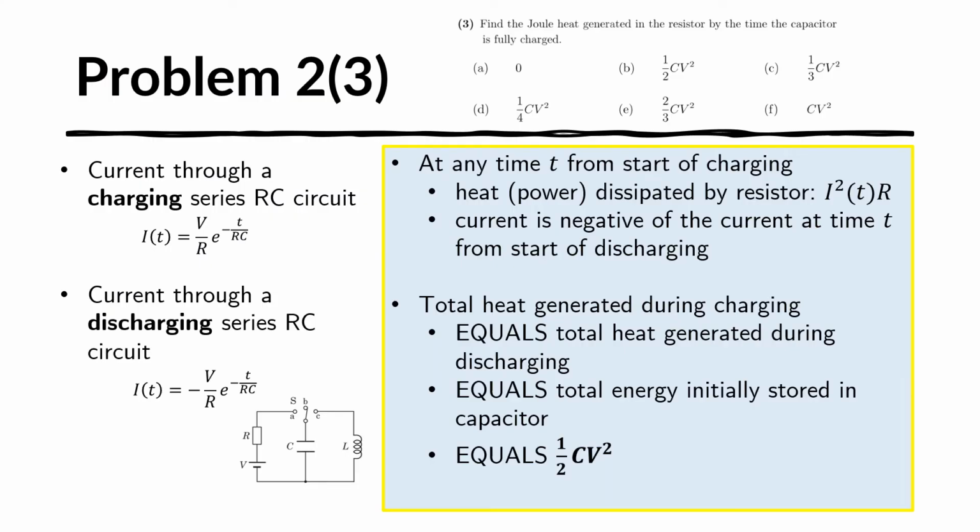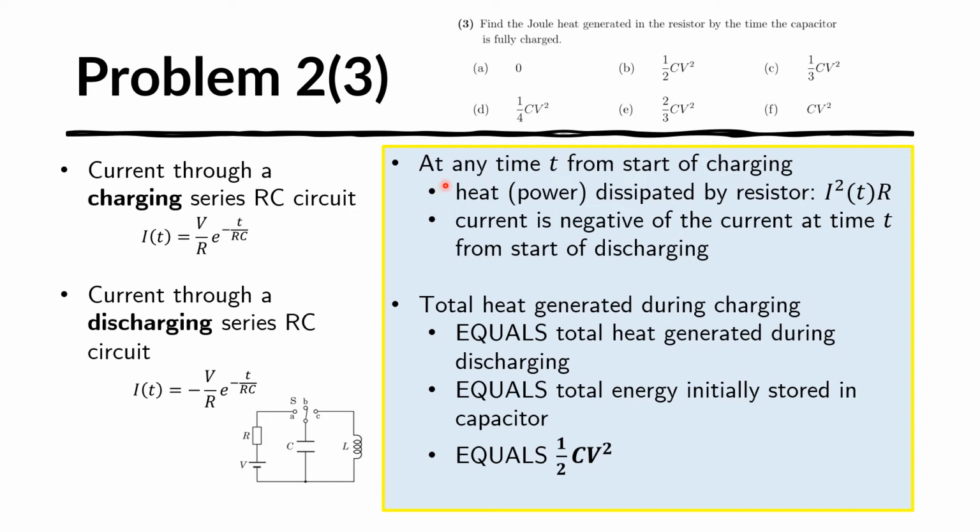Problem 3 asks us to find the joule heat generated in the resistor by the time the capacitor is fully charged. In other words, it is asking us to find the total amount of energy dissipated by the resistor from time t equals 0 when the charging begins up to the time t equals or approaches infinity. So what is the total amount of energy dissipated during the process?